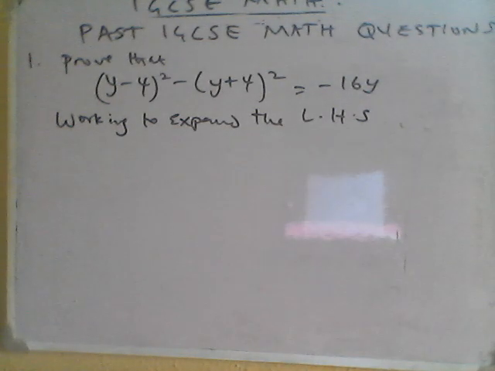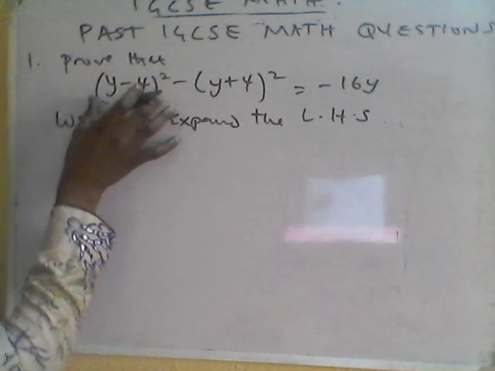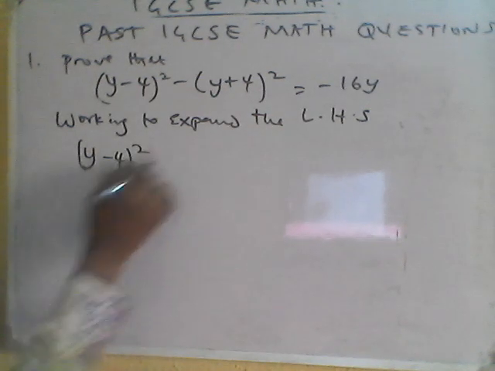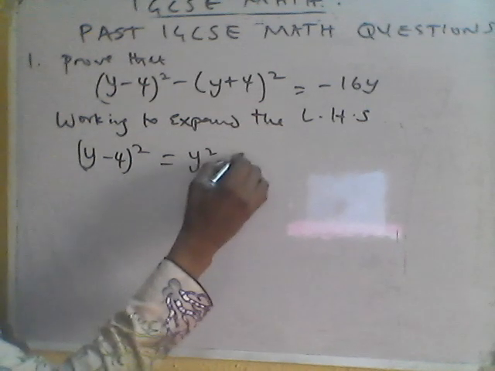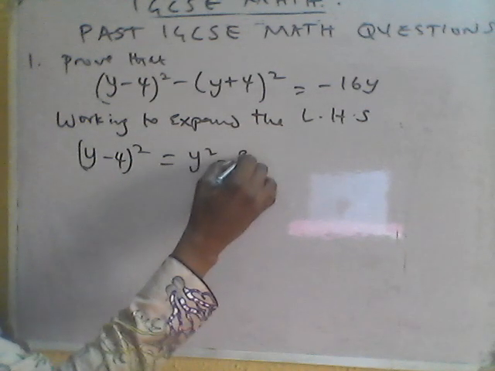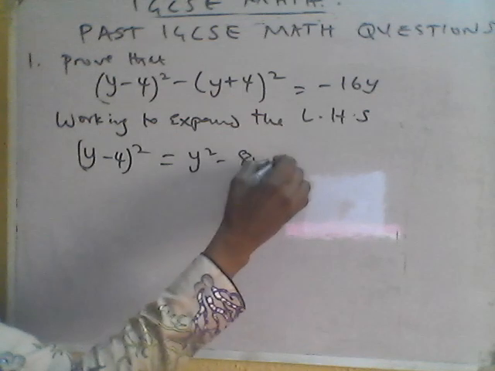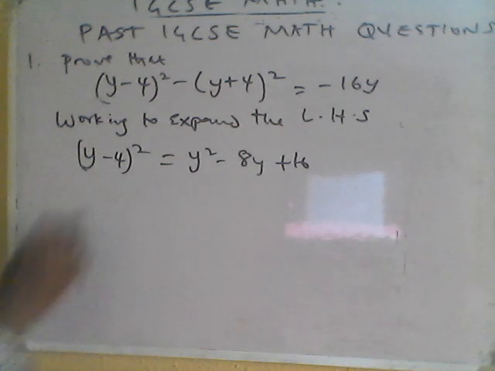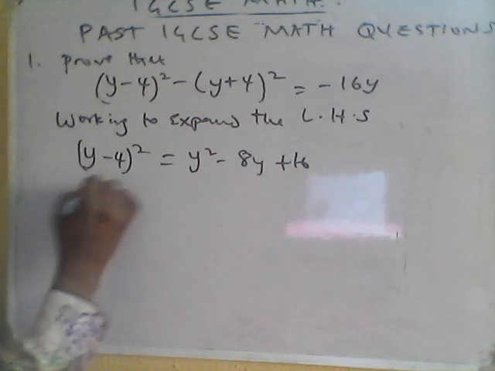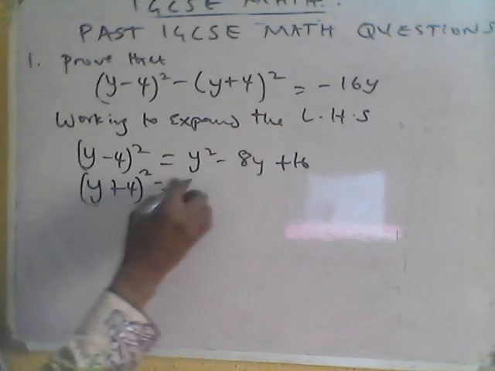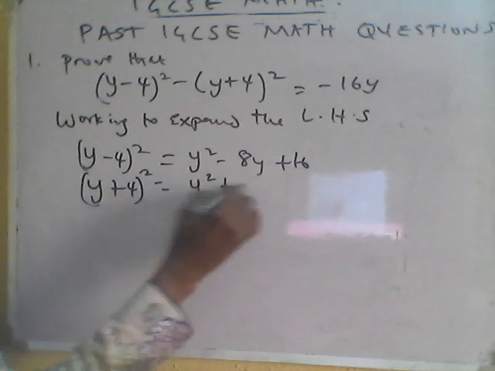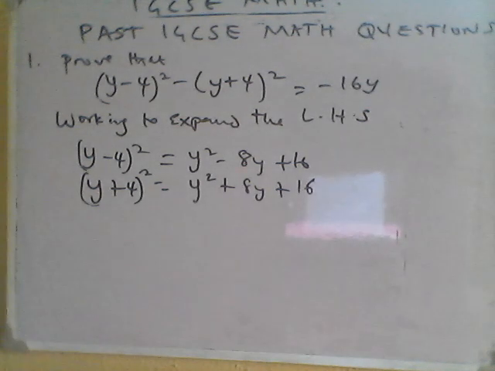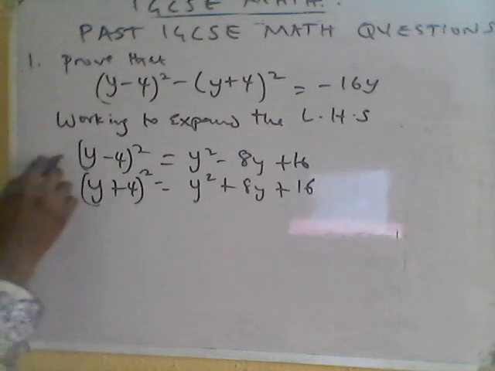So I'm going to expand this first term here. This is a term, y minus 4 all squared. This is the same thing as saying y squared minus 8y, then plus 16. All right. This one, y plus 4 all squared, is equal to y squared plus 8y plus 16. At this point, if you don't want to expand, use what I gave you.